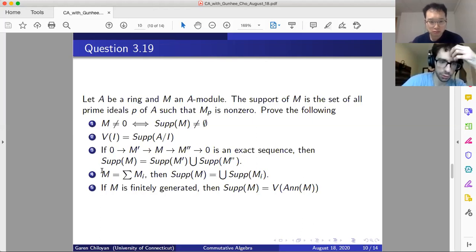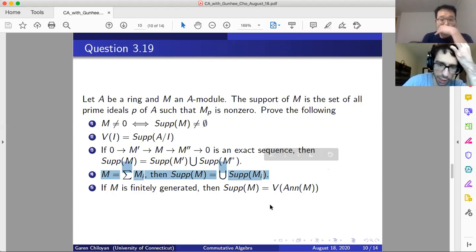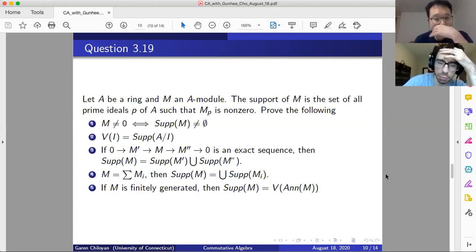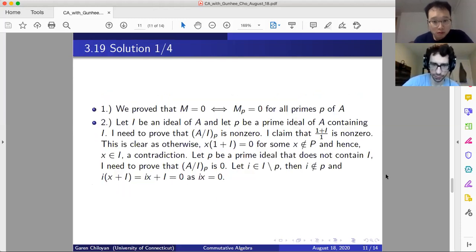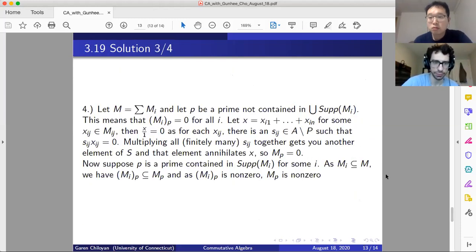Let's move on to number 4. So let I be some indexing set, M being the sum of a family of modules Mi. I want to prove the support of M is the union of all the supports of the Mi's. That sounds natural. Let's prove it.